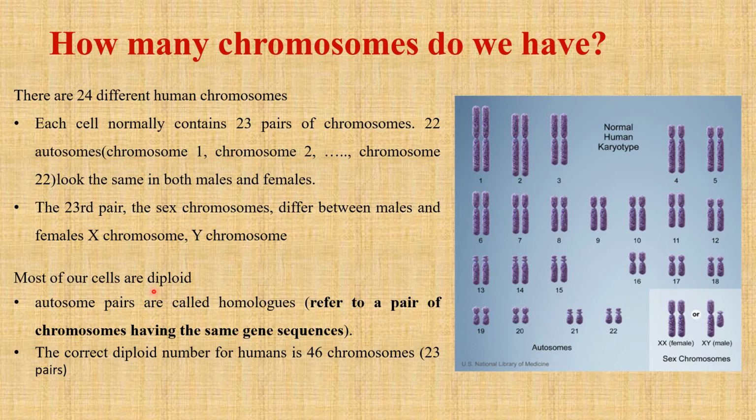Most of our cells are diploid. Autosome pairs are called homologous. Homologous means a pair of chromosomes having the same gene sequence. So it is called homologous. Autosome pairs are called homologous. The correct diploid number of humans is 46 chromosomes, a total of 23 pairs.